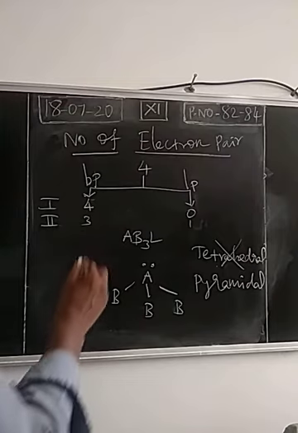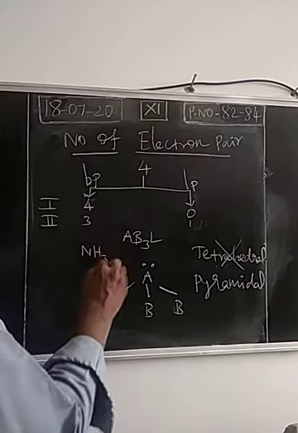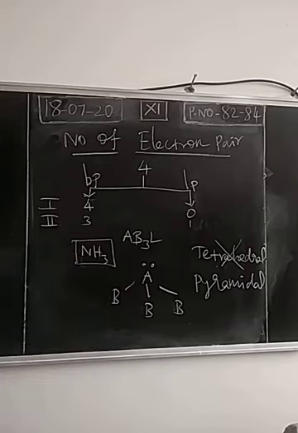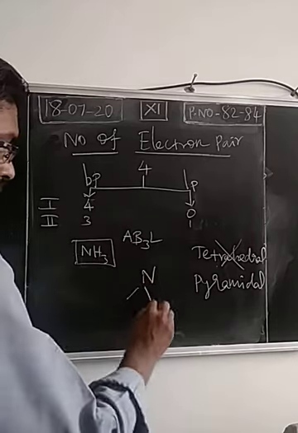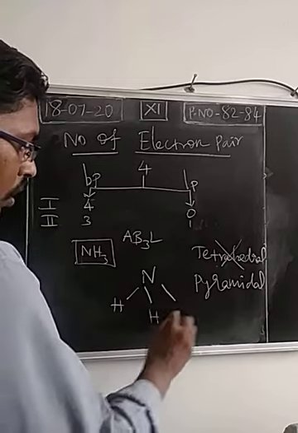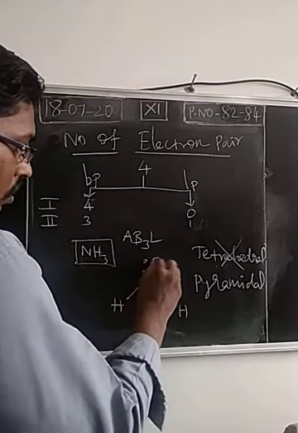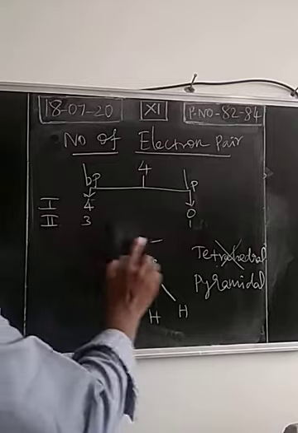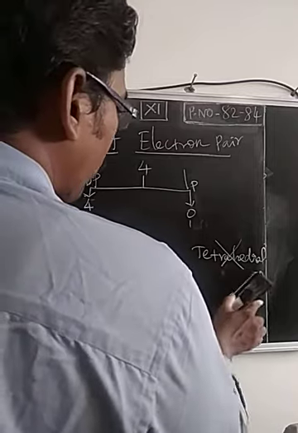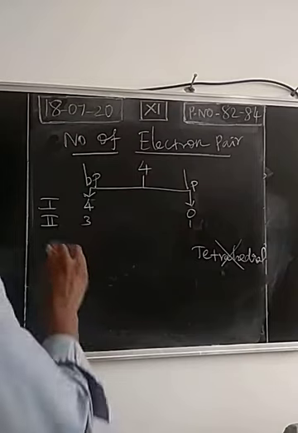So simple example is ammonia. You can take ammonia as an example. The central atom will be nitrogen. 3 hydrogen atoms will be bonded with nitrogen, and nitrogen has a lone pair of electrons. So this is having a pyramidal structure. Next.